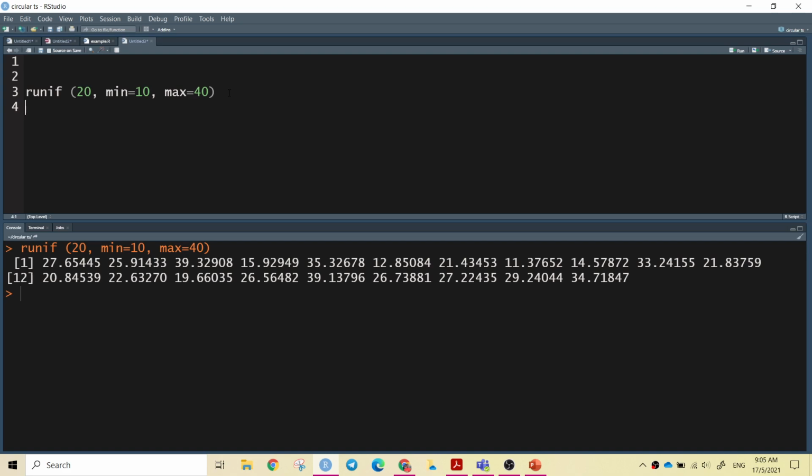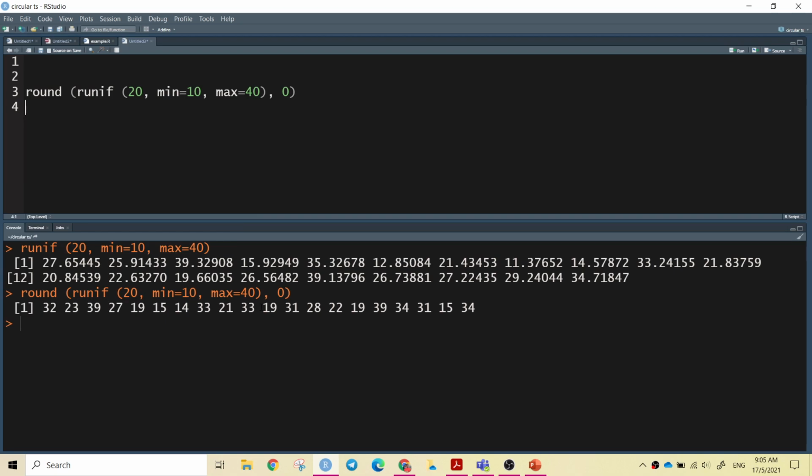So the uniform random number generator will provide us with these numbers. Suppose that you don't want the decimal places, you can put round here, just put 0, and then you run. So for 20 given days, the sales are 32, 23, 39, 27. So this is the sales based on uniform distribution.